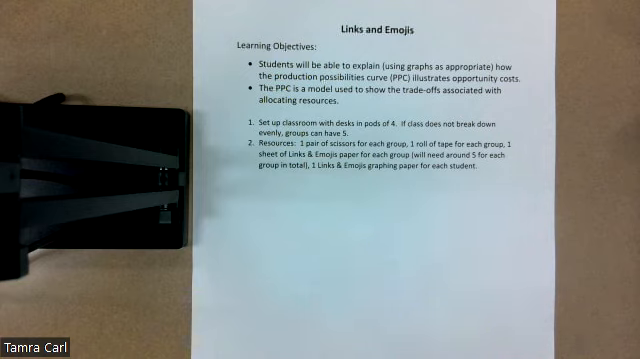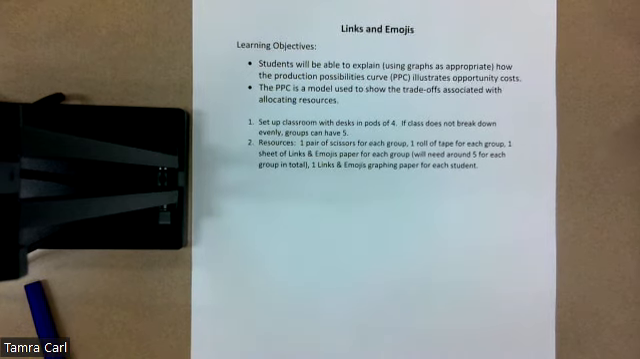links and emojis and that we're using our factors of production. And so this is where they'll learn about the different factors of production. For land, I say that the desks are the land and that they're in their natural state and that you can't move them around. Labor, they're the workers, so they're the laborers.